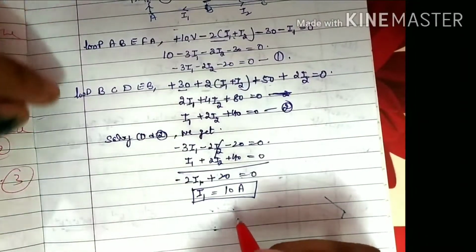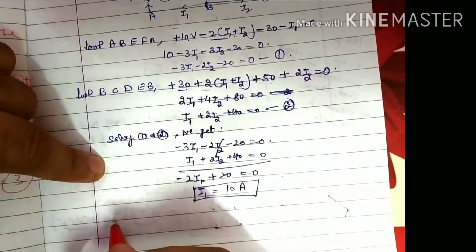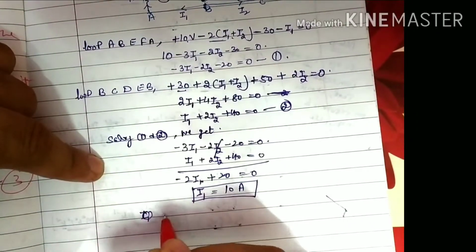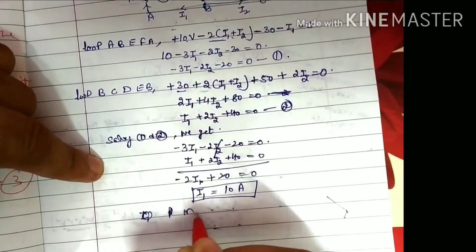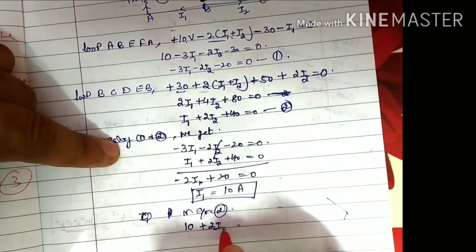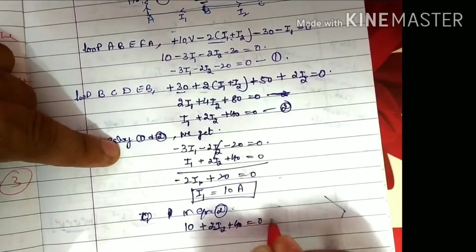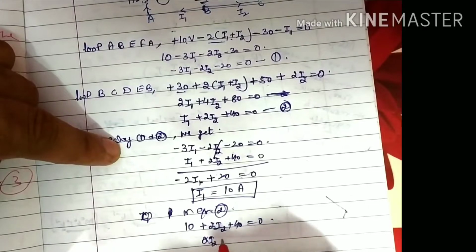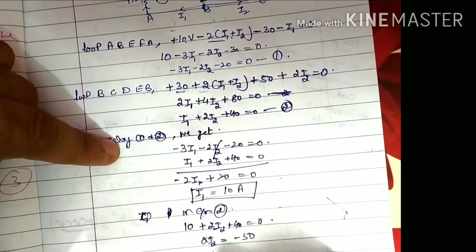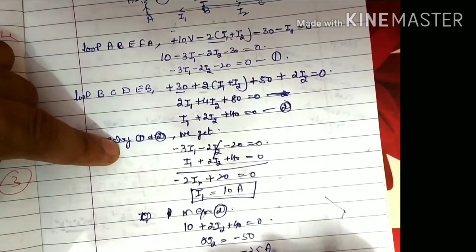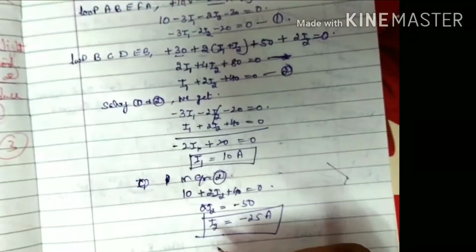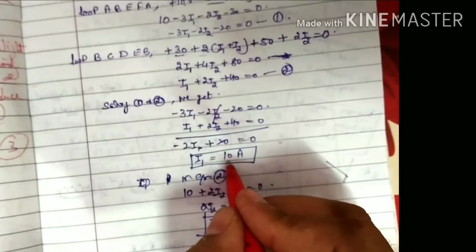Okay, this is now I2. So we will put I1 in equation number 2. I1 that is 10 plus 2I2 plus 40 is equal to 0. So 2I2 is equal to minus 50. So I2 is equal to minus 25 ampere. Now here we get I1 that is equal to plus 10 ampere.